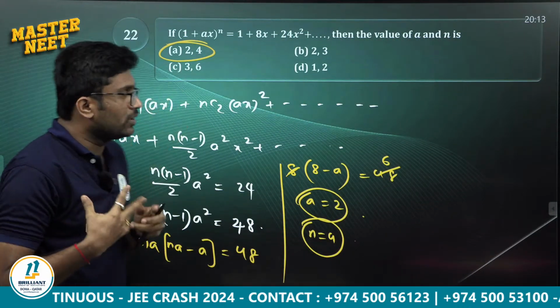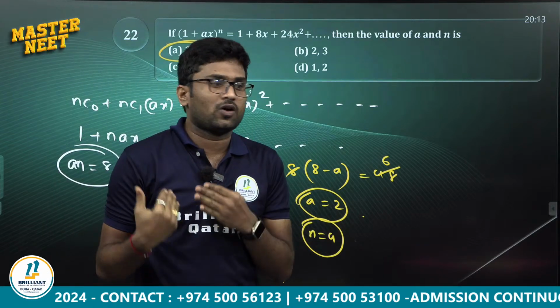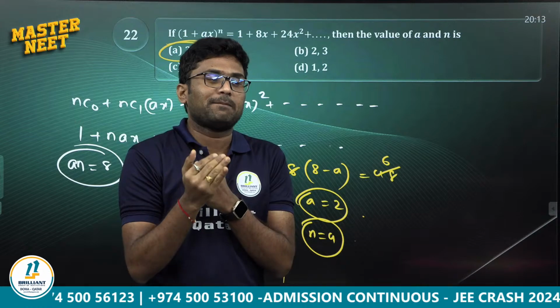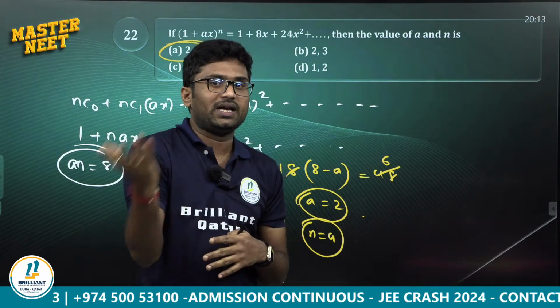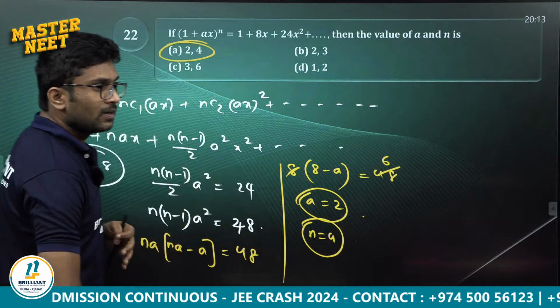See, what did we do? Here they have given an expansion. We too have expanded it according to our standard binomial expansion. We have equated both sides and compared the coefficients of x and x square to get the two unknowns. That's how we did. Clear?